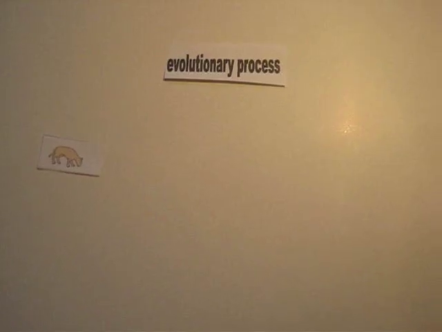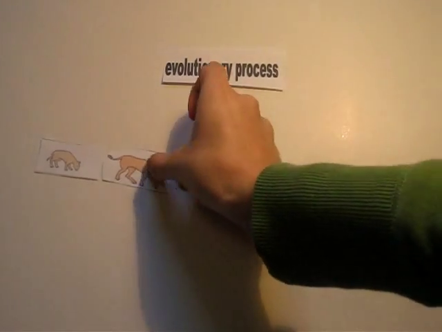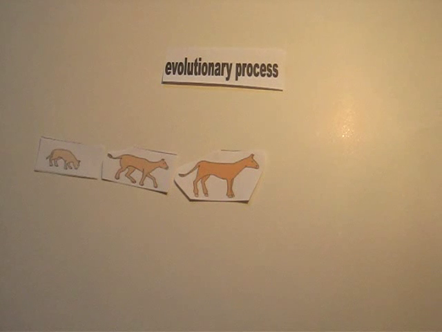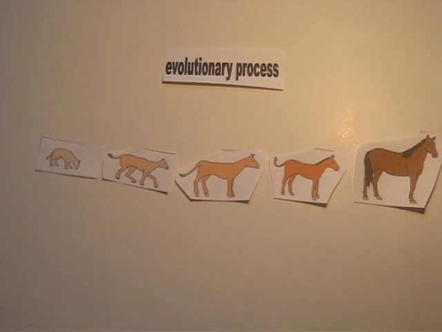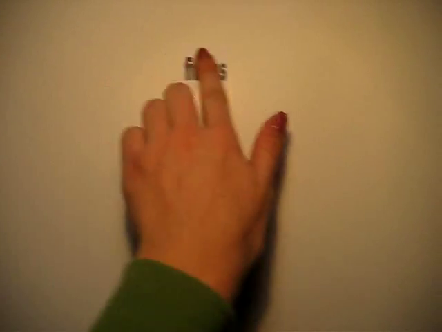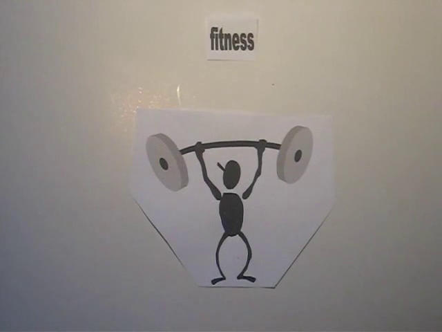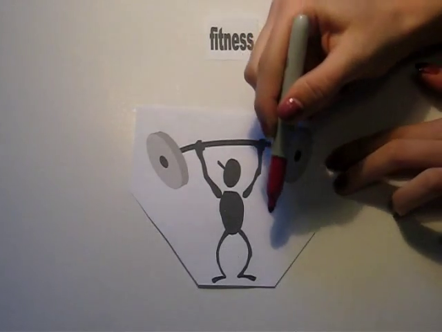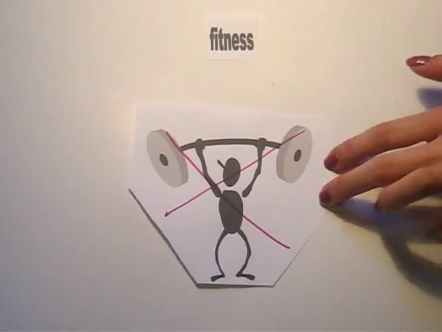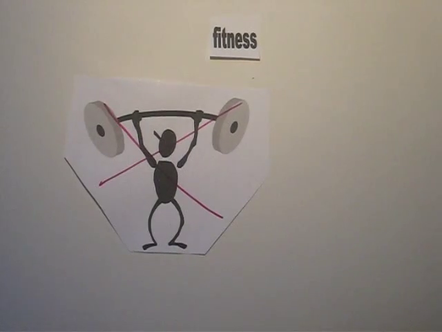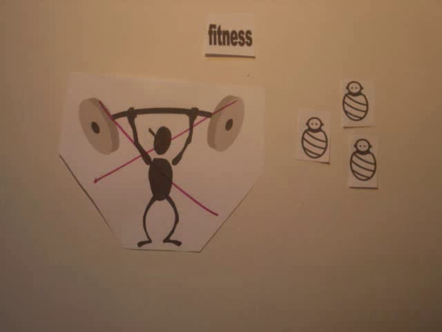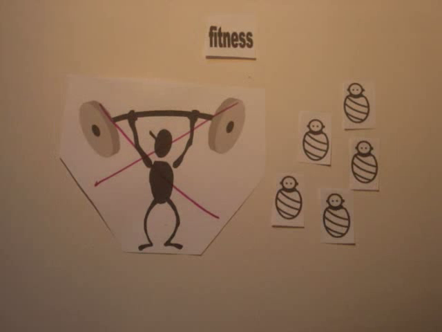First, it's an evolutionary process. This means that gradually over time, species change or evolve. The next component is fitness. High fitness does not necessarily refer to the strongest individuals. Rather, it refers to those with high reproductive success. And the more offspring you have, the more fit you are.